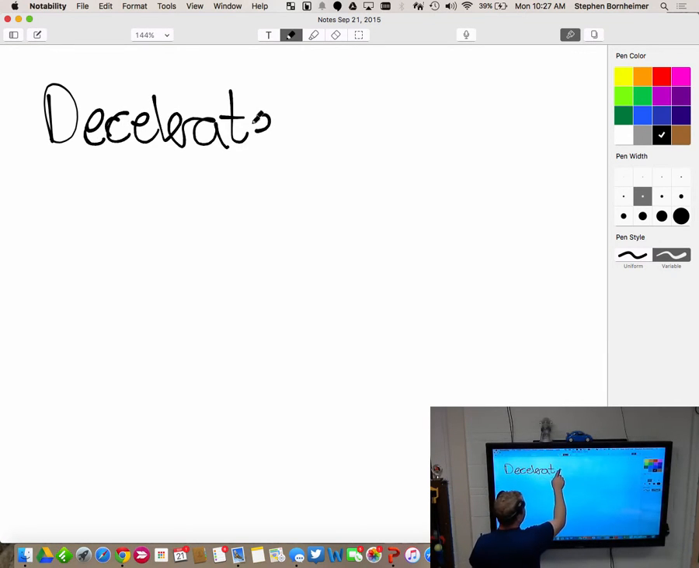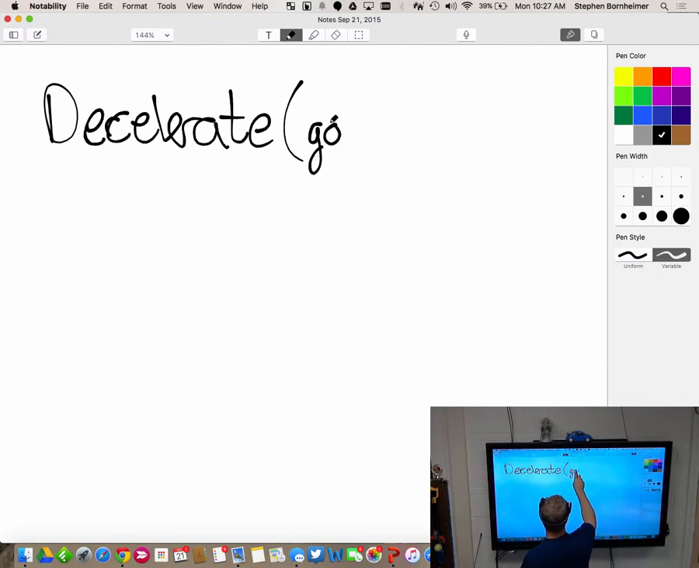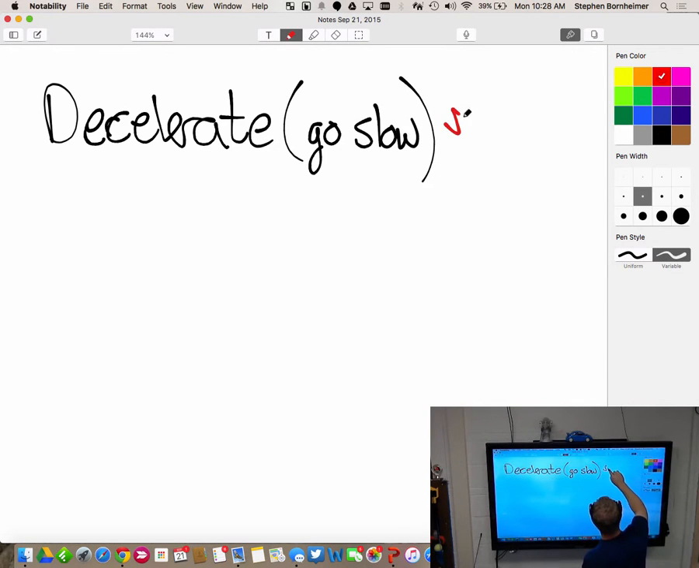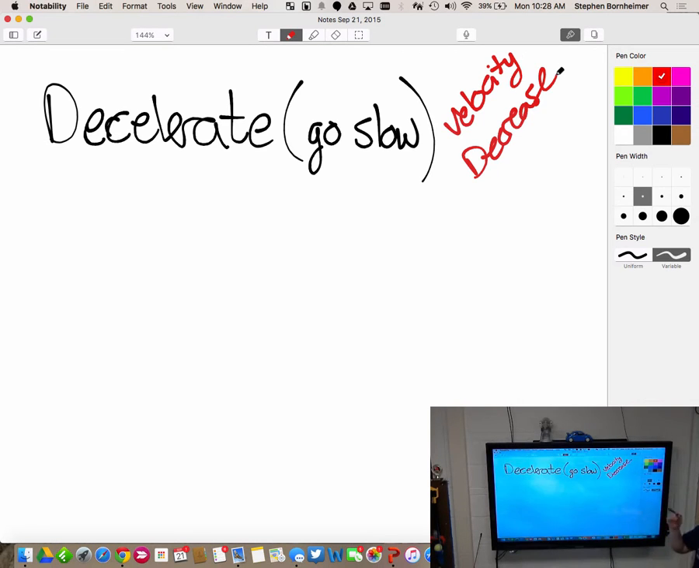Decelerate. Now, that means to go what? Slower. Yeah, basically slow down. Go slower. Good job, Parker. That means a velocity decrease. Yes. Say it again. So you go slower. Good job. You start fast and you go slower.